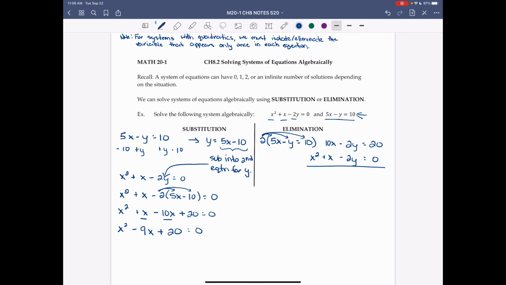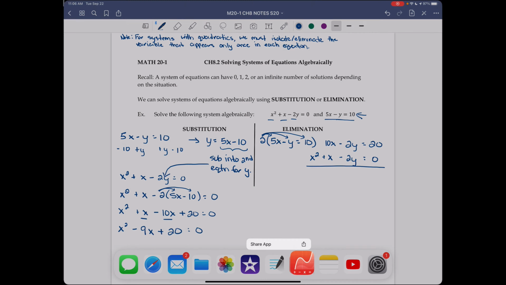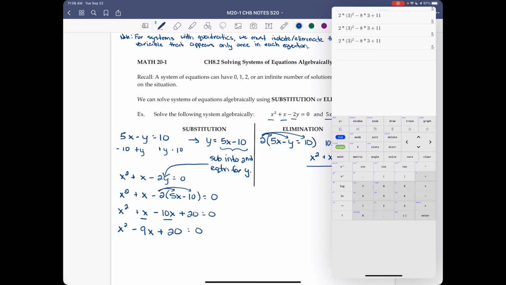Now we want to decide if we should subtract or if we should add. So you want to look at your variable that you're trying to eliminate. Negative 2 and negative 2. If I add negative 2 and negative 2, let's just use our calculator because a lot of students make mistakes with this.